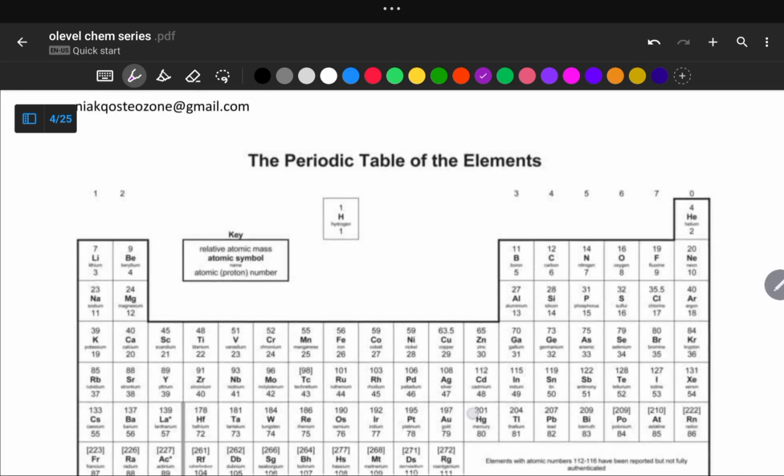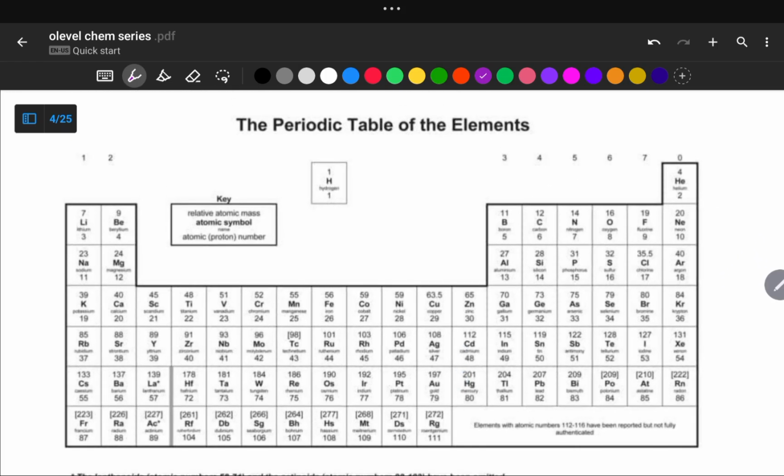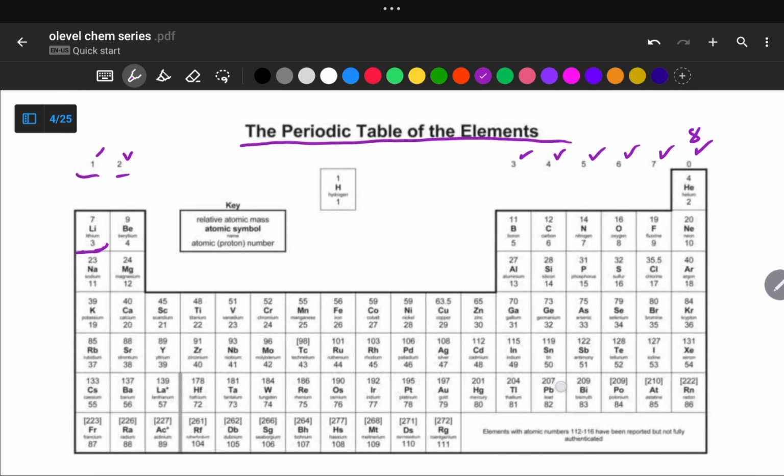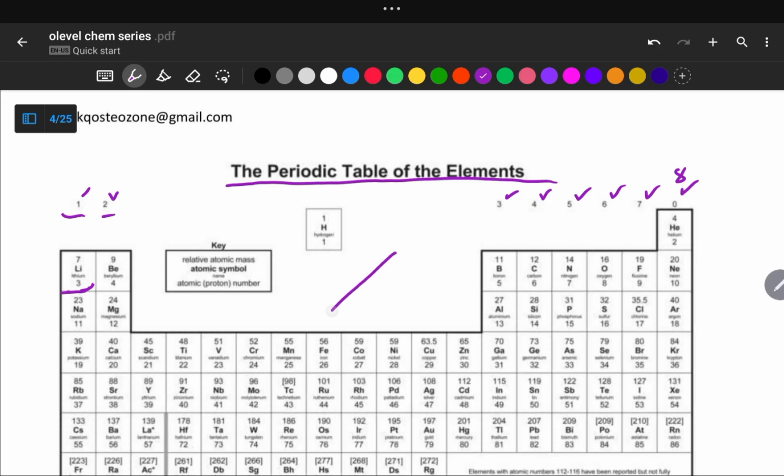So here is our periodic table, the periodic table of elements. These are what we call the groups. This is group 1, group 2, group 3, group 4, group 5, group 6, 7, and lastly group 8, or group 0, right? So the elements, we are starting with lithium. This is number 3. So we have what we call the nuclide notation.